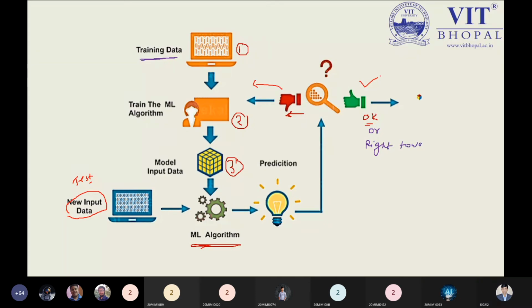If it is right towards the accuracy, then I will accept that this model is better. Else, what do I have to do? Reprocess. Reprocess means you have to retrain, rebuild, and reapply, and take new input to check once again whether it is feasible or not. So this is an iterative process until we get a better model. This is a summary of what we have discussed so far.